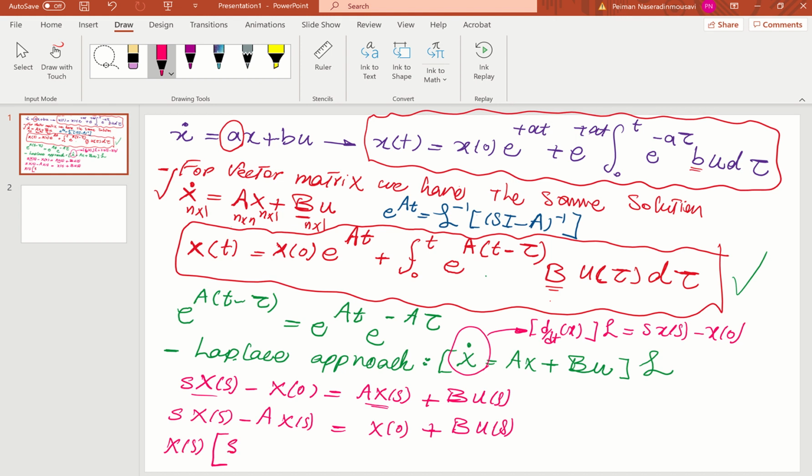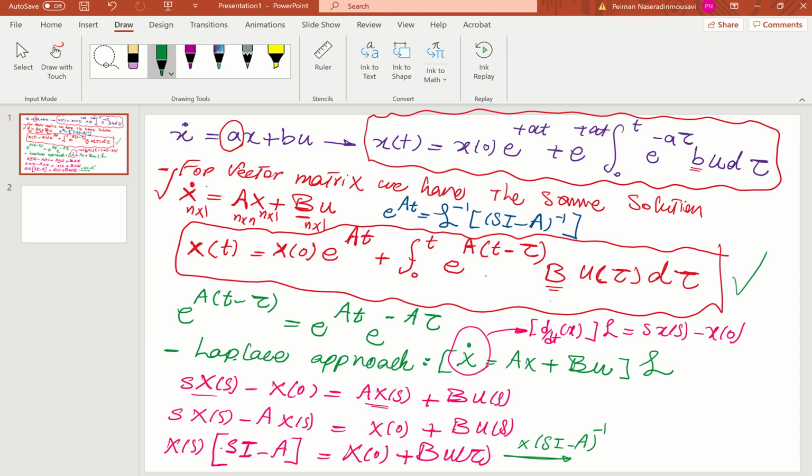Now you can factor out X of s. You cannot leave it as s because you're dealing with a matrix, so instead of 1 you have to put I, the identity matrix: (sI minus A) X of s equals x at time 0 plus vector B times U of s. Here we have a single input, single output system, so B is a vector and U is a scalar. Because this is a matrix, you cannot divide both sides; you have to multiply both sides by the inverse, (sI minus A) inverse.